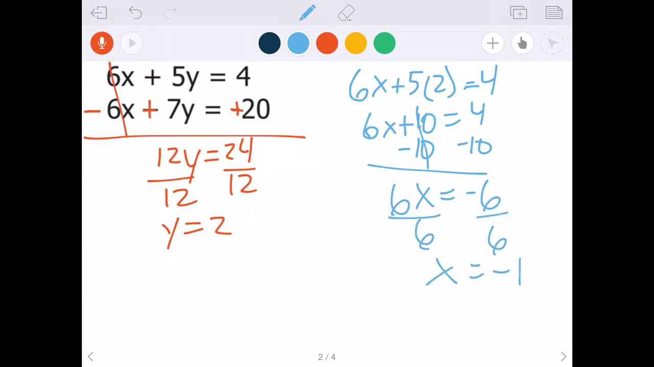So x is going to equal -1. I want your answer to be written as an ordered pair. So again, this system has one solution, and the solution is -1, 2. That's where they would intersect.